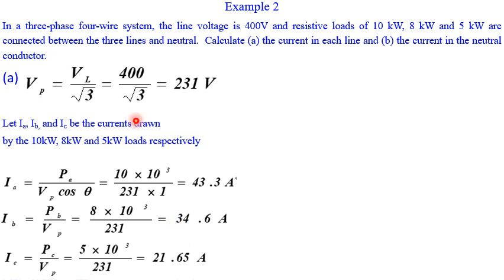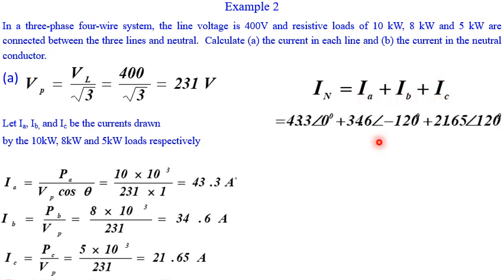After doing this, we now need to calculate for the neutral, because we've now calculated the current in each of the three phases, IA, IB, IC. So we now need to calculate the current in the neutral branch. In the neutral branch, IN is equal to the sum of IA plus IB plus IC. So adding everything up, we get our final answer as 189 amps.